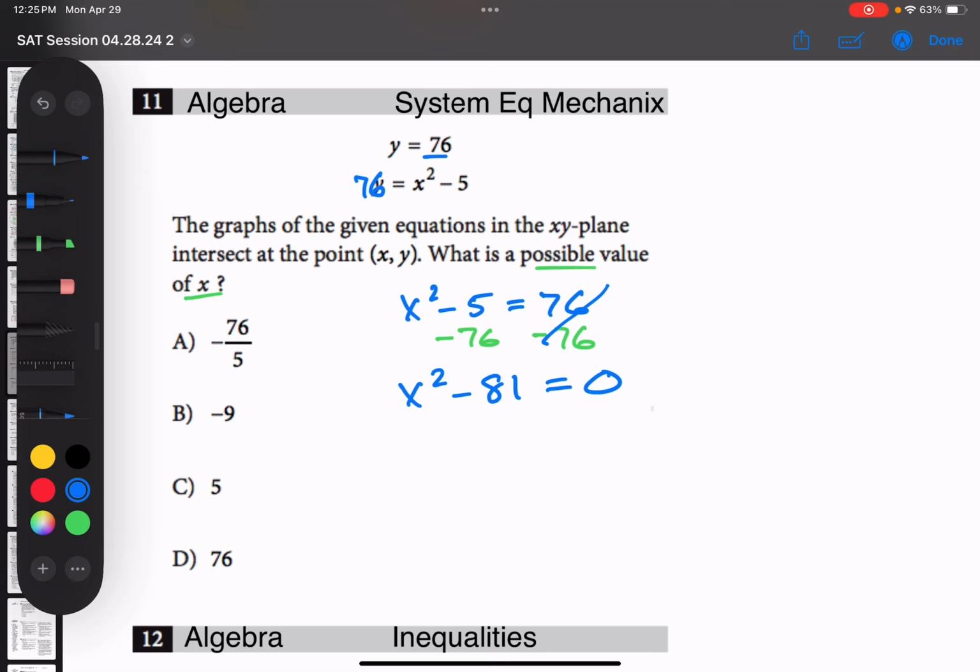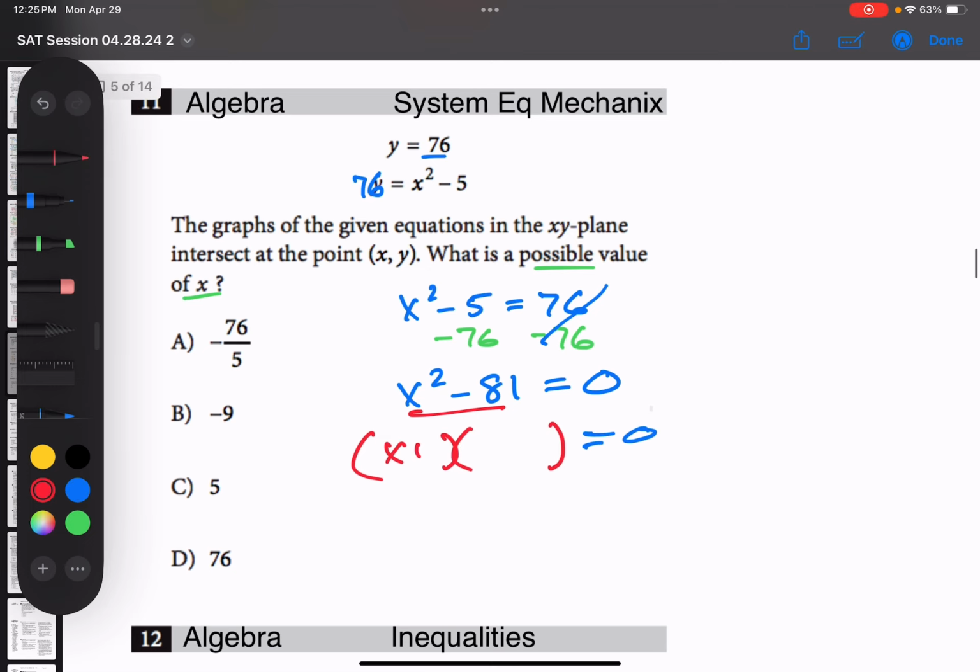And since these guys cancel out, that'll be equal to 0. Do you notice what I see? Difference of squares. Get familiar. This is a difference of squares. So notice it's going to be x plus and x minus. x plus x minus what? It's going to be x plus 9 times x minus 9. Ta-da! We're set.